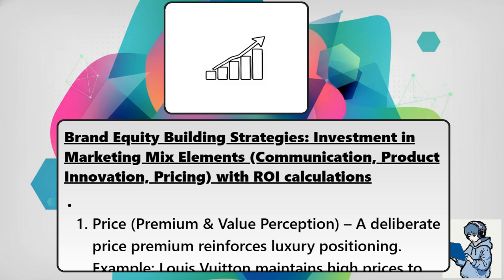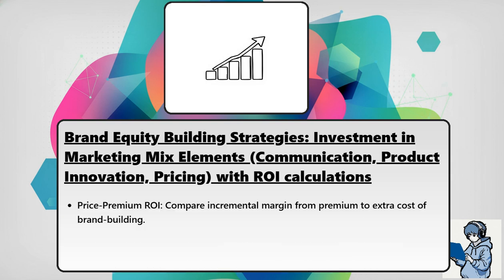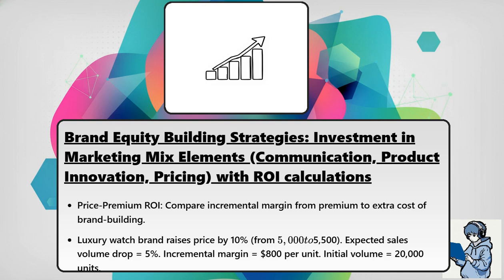2. Price premium and value perception. A deliberate price premium reinforces luxury positioning. Example: Louis Vuitton maintains high prices to preserve exclusivity. Price premium ROI: compare incremental margin from premium to extra cost of brand building. Luxury watch brand raises price by 10% from $5,000 to $5,500.